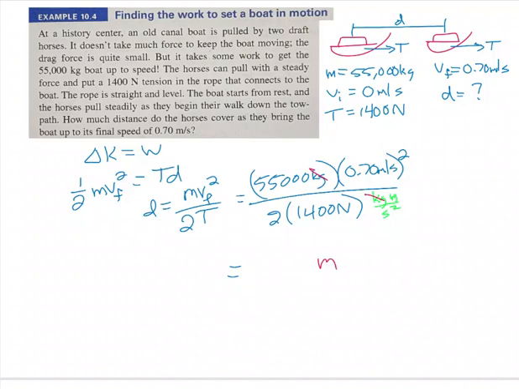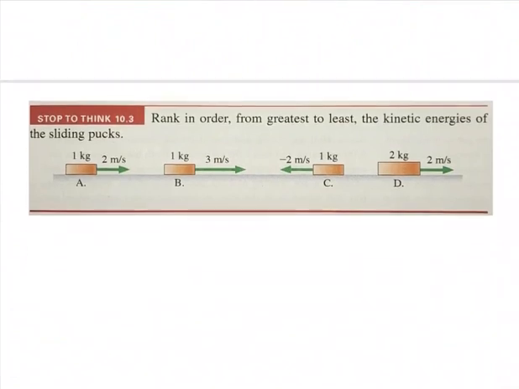Okay, so what does this work out to? 9.6 meters. So it takes these horses 9.6 meters to get it up to a speed of 0.7 meters per second. It's not that bad, especially for how heavy that boat is. Horses are strong. Or you just get a vehicle that has horses contained in 350 cubic inches.